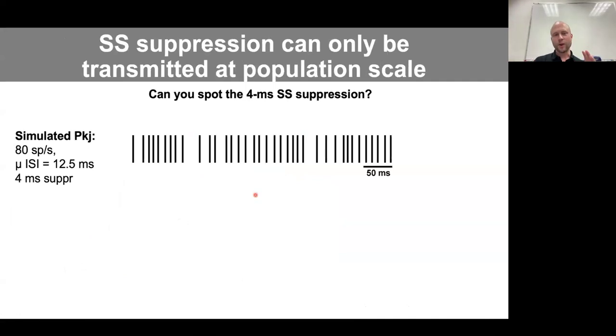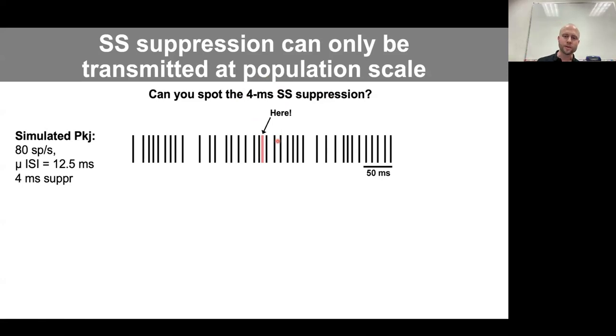Essentially, I'm going to go through a very quick exercise. If I have a Purkinje cell that's firing at 80 spikes per second, it's going to have a mean interspike interval of approximately 12.5 milliseconds. This is a simulated spike train, and the question is, can you spot a 4-millisecond simple spike suppression within this spike train? And the answer is no, and that's because the response is actually briefer than an interspike interval.